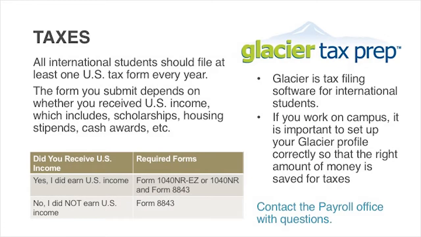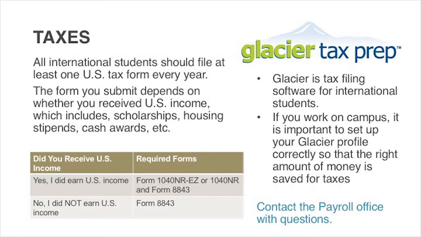All international students should file at least one tax form each year. The type of form you submit depends on whether you received U.S. income, income about scholarships, housing stipends, cash awards, things like that. So let's look at the table at the bottom of the slide. If an F1 student received U.S. income, they should at least file the form 1040 NREZ or 1040 NR and 8843. For students who did not earn any U.S. income, they just must submit the form 8843.